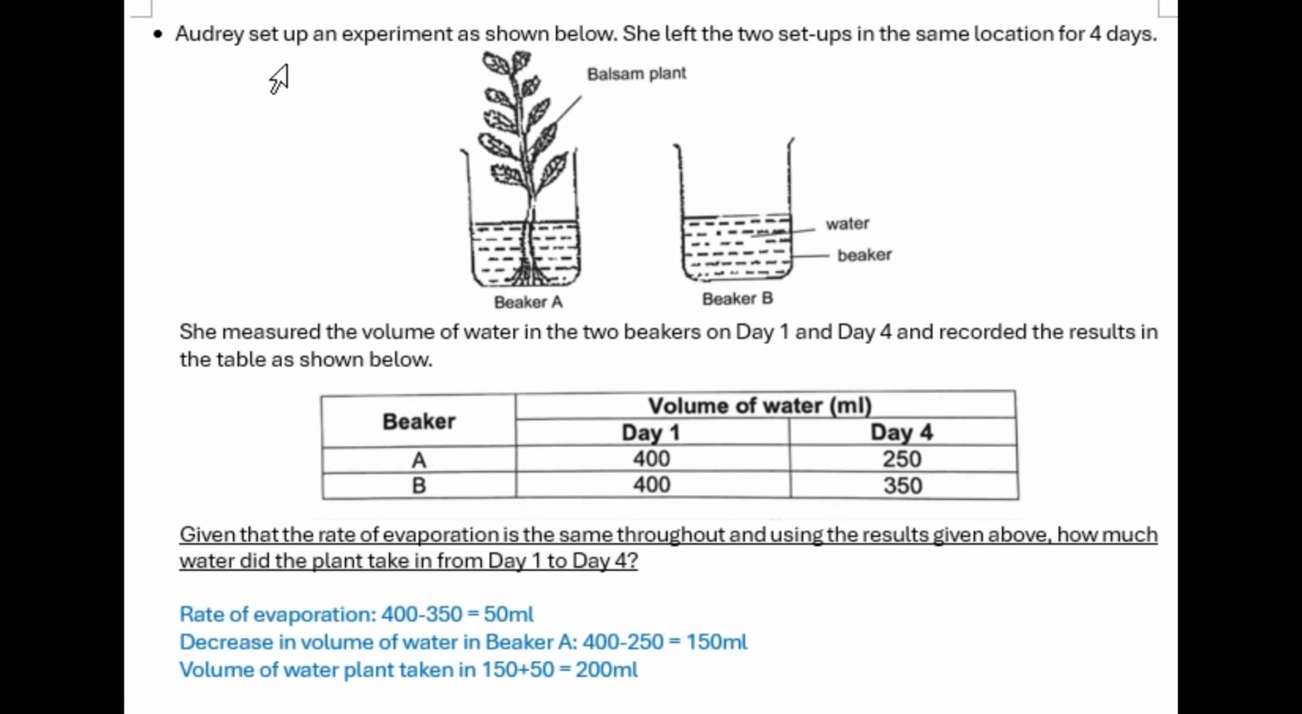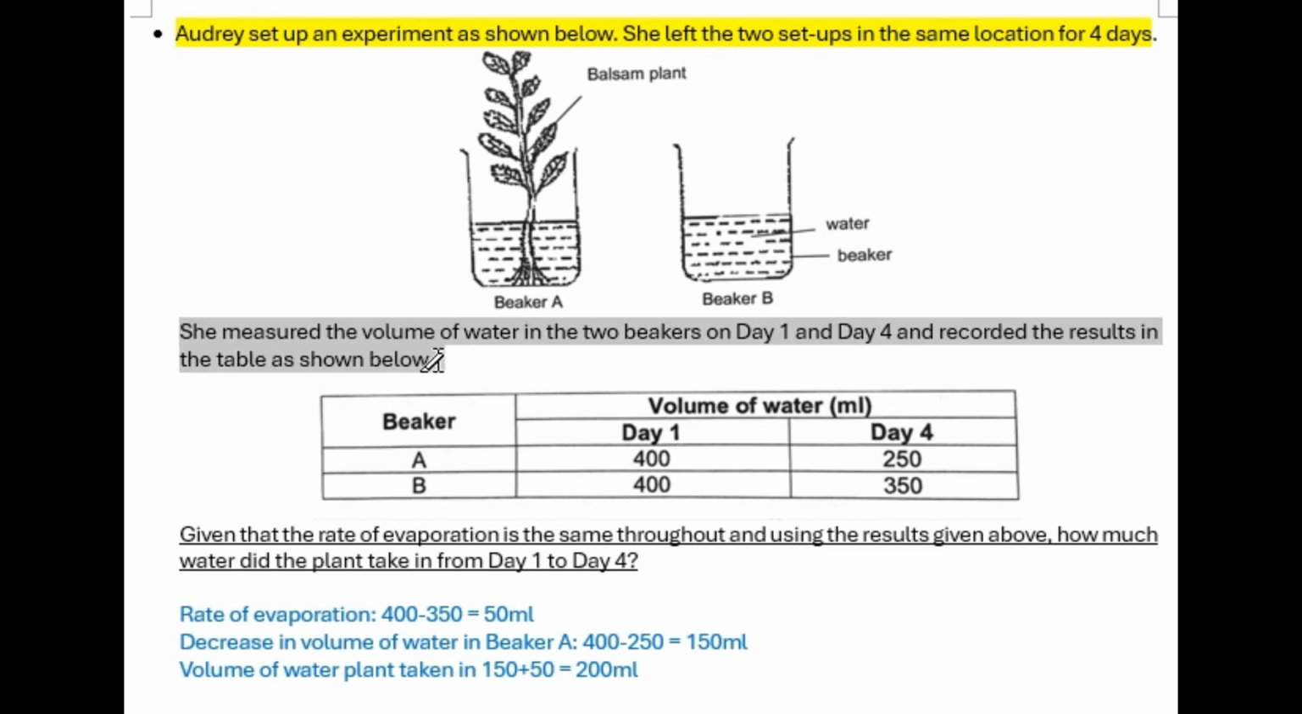Audrey set up an experiment, as shown below. She left the two setups in the same location for 4 days. She measured the volume of water in the two beakers on day 1 and day 4 and recorded the results in the table as shown below. Given that the rate of evaporation is the same throughout and using the results given above, how much water did the plant take in from day 1 to day 4?